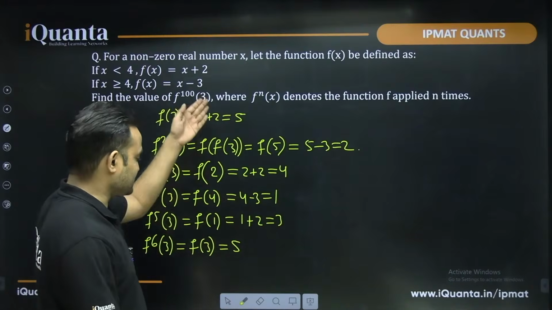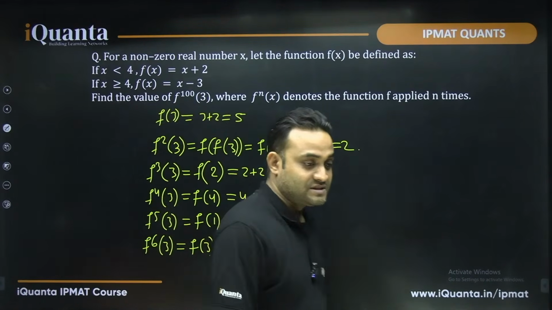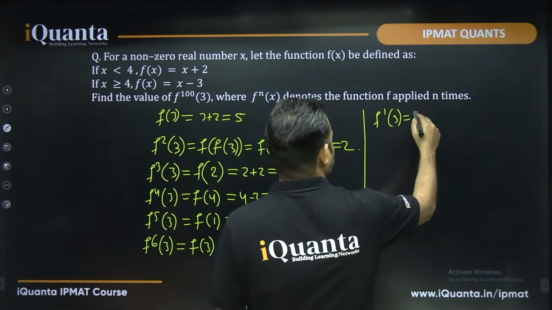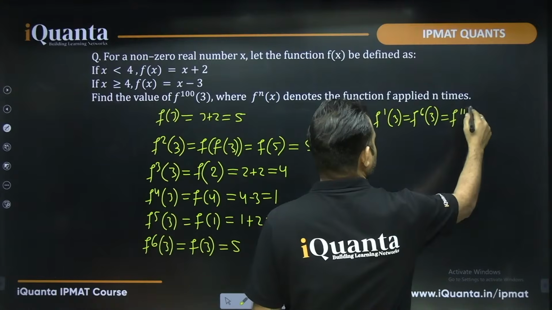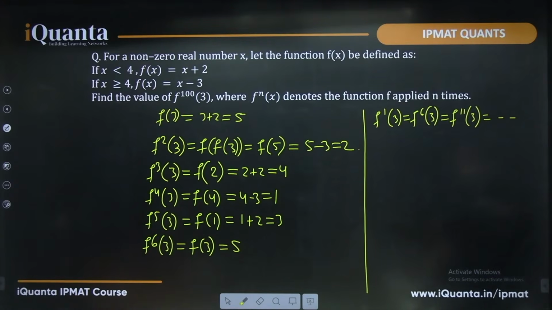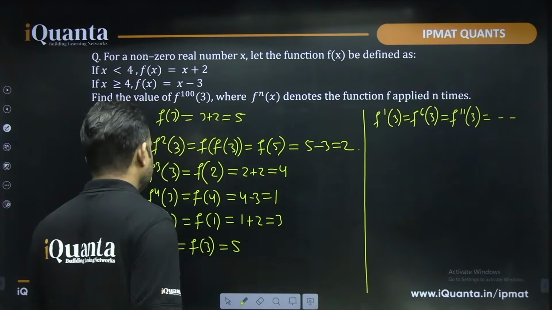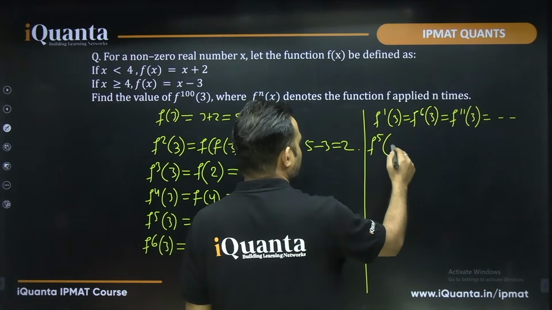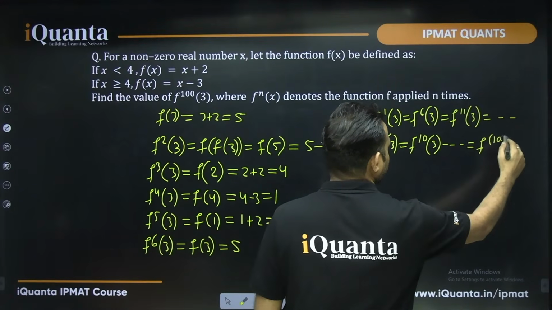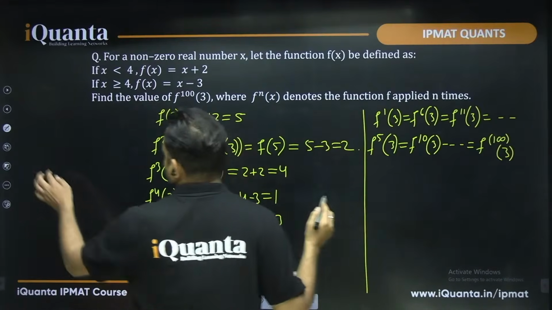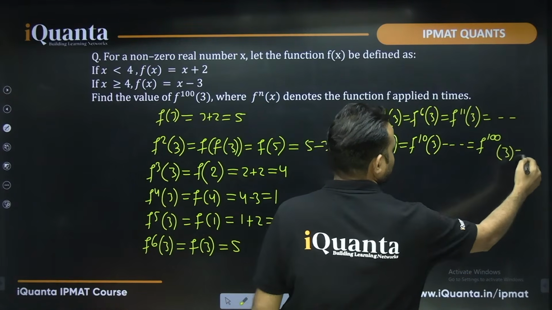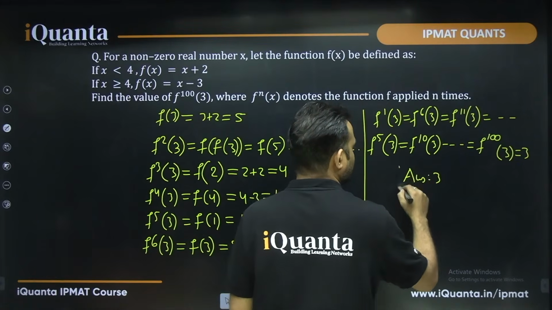So the pattern will be like this. Once you get the 5, the same thing will repeat. f1(3) will be equal to f6(3), that will be equal to f11(3) and so on. In terms of a gap of 5, it will be the same thing. So f5(3) will become f10(3), which is nothing but 3. So the answer of this question will be 3.